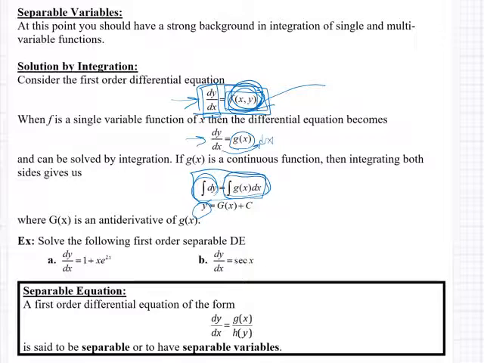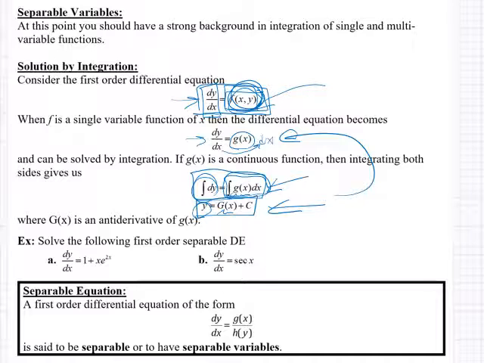And then the integral of g of x dx, well, that's just a single variable basic integral. And whatever the antiderivative of g of x is, say capital G of x, would be the answer for that side. And ultimately, here you go. Well, what is that? That is the solution to this differential equation. This is the most basic differential equation you could possibly come across.